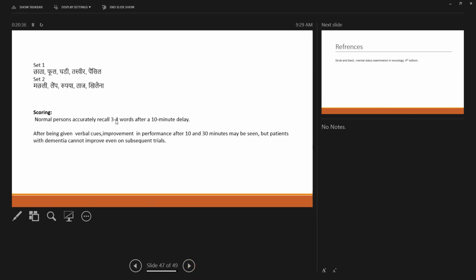Normally, a person accurately recalls 3 to 4 words after 10 minutes. Even after giving verbal cues, improvement in the performance after 10 and 30 minutes may be seen. But in patients with dementia, they cannot improve even after giving verbal cues.